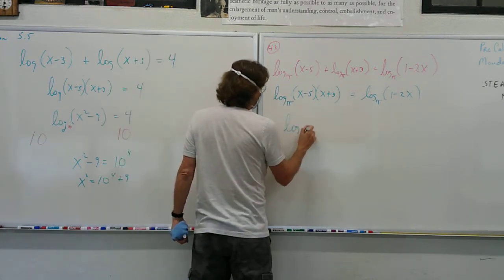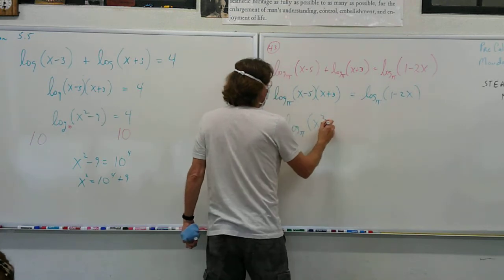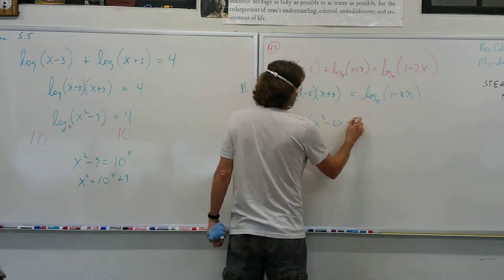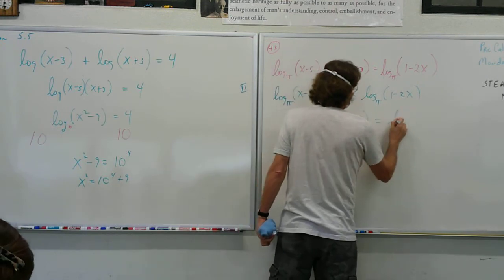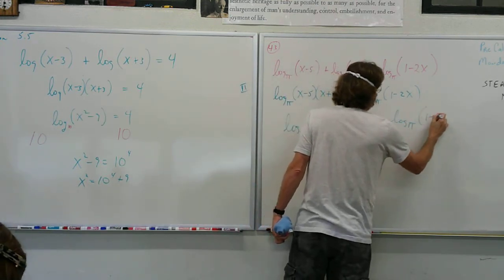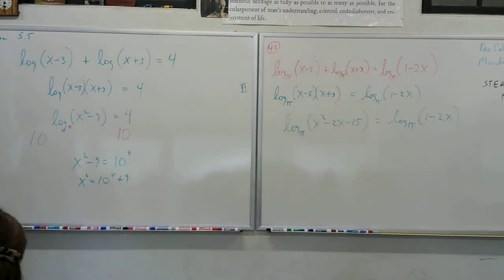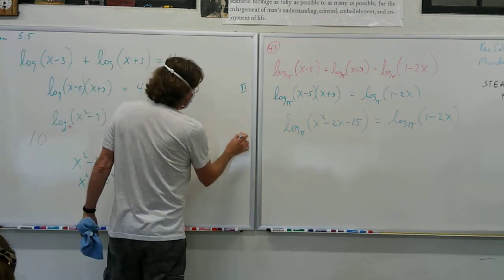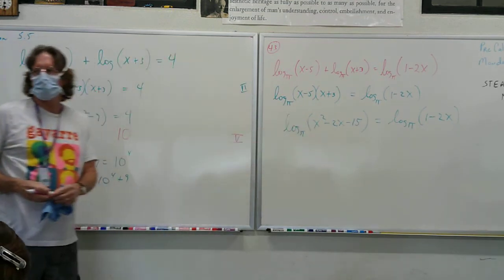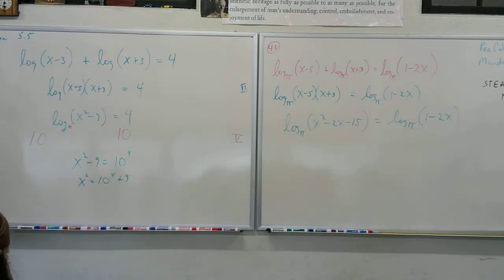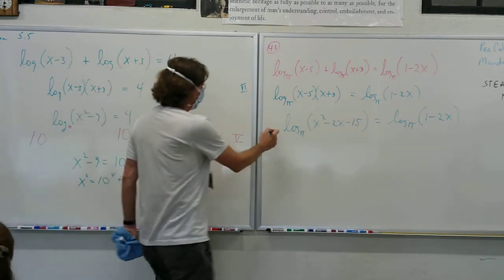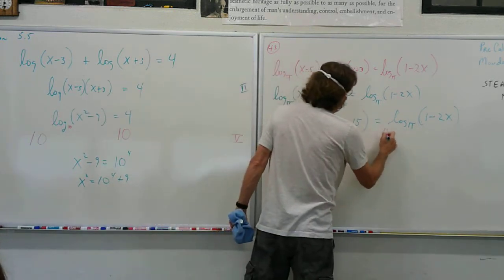Log base pi of (x squared minus 2x minus 15) equals log base pi of (minus 2x). And here's the wonderful thing, and the reason that pi doesn't hurt you or come out and be a problem, is because you're about to use rule number 5. And what are you about to write below each one of those to use rule number 5? Pi, right? And that will take care of the log base pi's.